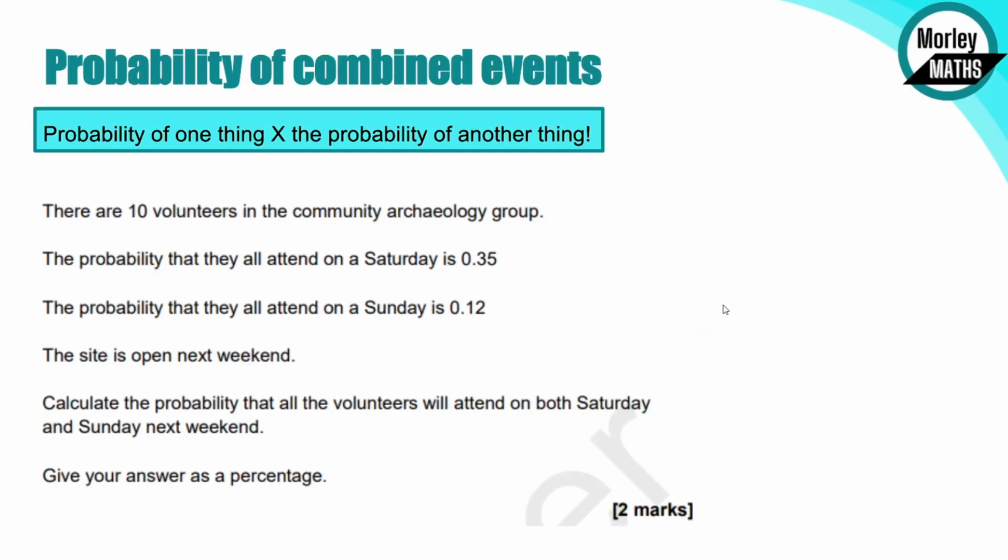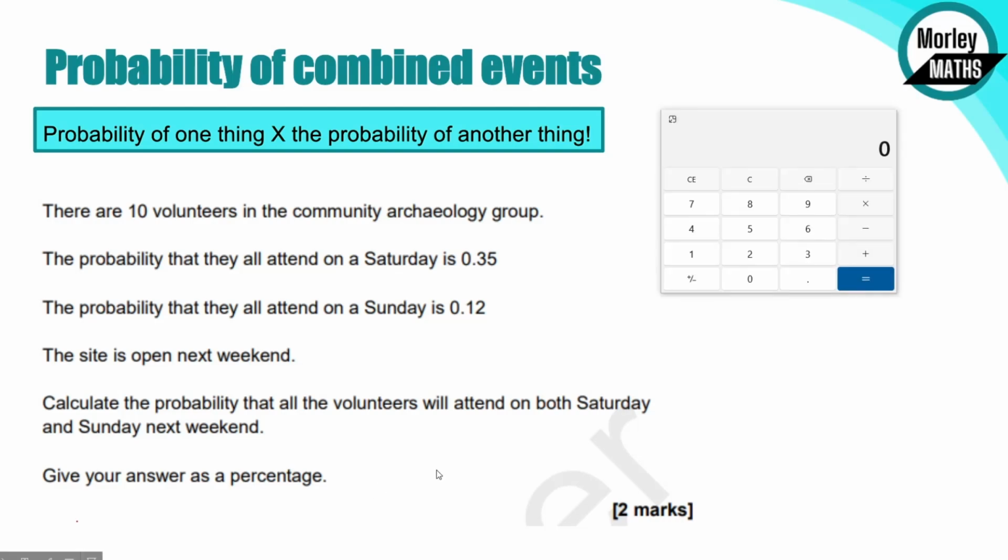So then we move on to probability of combined events. Essentially, combined events questions are the probability of one thing multiplied by the probability of another. Now I'm going to need my calculator for this one because we're dealing with decimals. So it says there are 10 volunteers in the community archaeology group. Probability that they all attend on a Saturday is 0.35. The probability that they all attend on a Sunday is 0.12. The site is open next weekend. Calculate the probability that all the volunteers will attend both Saturday and Sunday next week. Give your answer as a percentage.